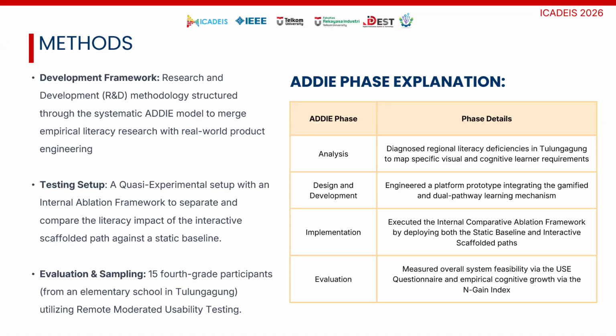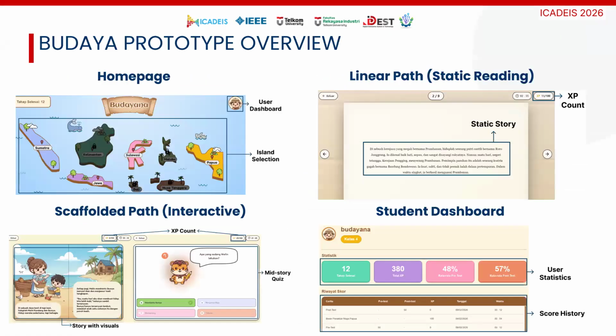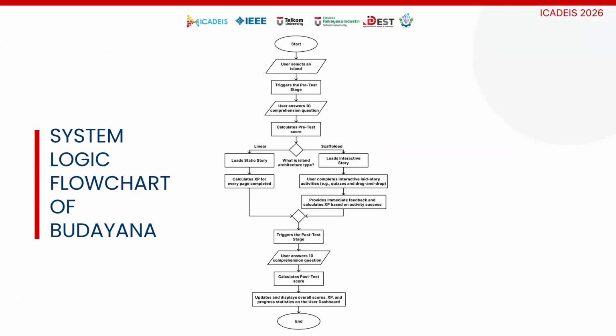If it's linear, it will load a static story, which is a digitalized folklore, and it will calculate XP for every page. Then for the scaffolded, it will load an interactive story, which has a story with visuals and also interactive activities like quizzes or drag and drops. And it will also provide immediate feedback and calculate XP based on activity status. And then finally, it will trigger the post-test, and the user will answer 10 comprehension questions, the same questions as in the pre-test, and then it will calculate the post-test score and save it to the database. Next.